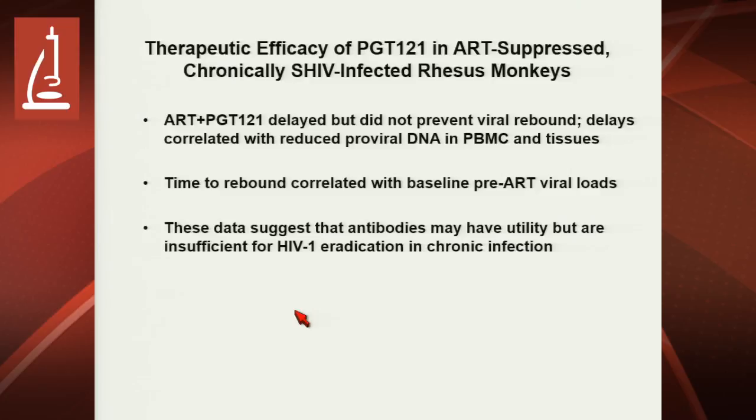So in this study, ART plus PGT121 delayed but did not prevent viral rebound. The delays correlated with reduced proviral DNA in PBMCs and tissues. I didn't have time to show you this. The time to rebound also correlated with baseline pre-ART viral loads. And these data at least lead to a suggestion that antibodies may have utility, but alone, at least in chronic infection, appear to be insufficient for HIV eradication, which is not a surprise.